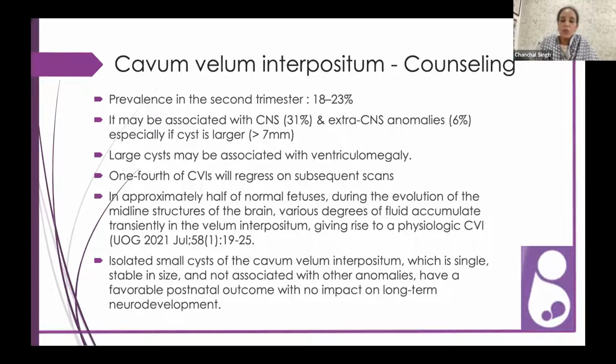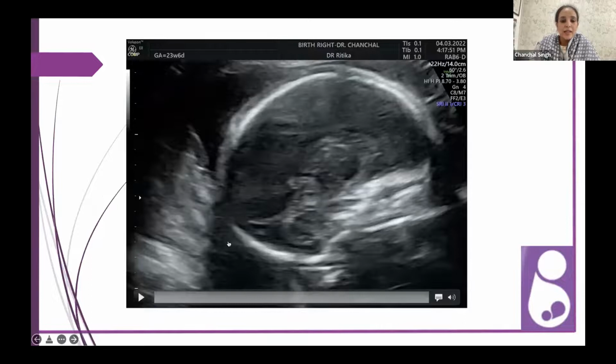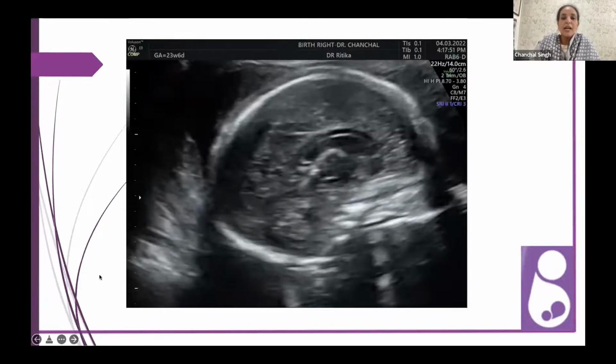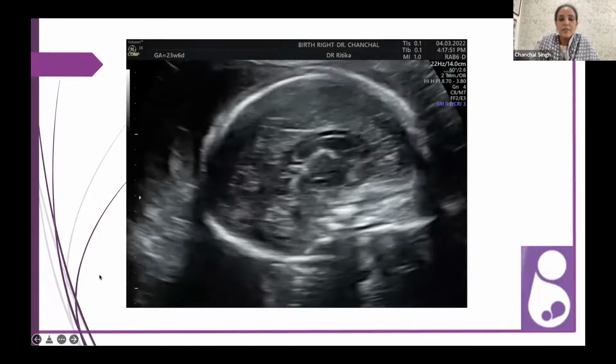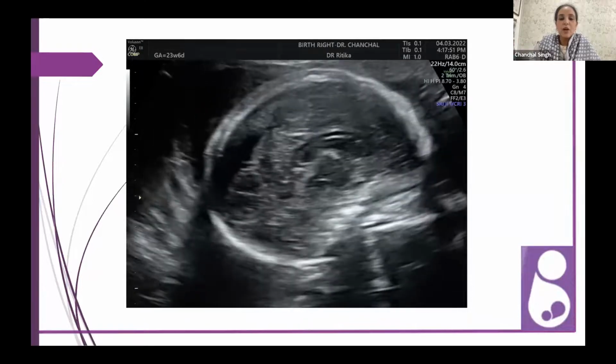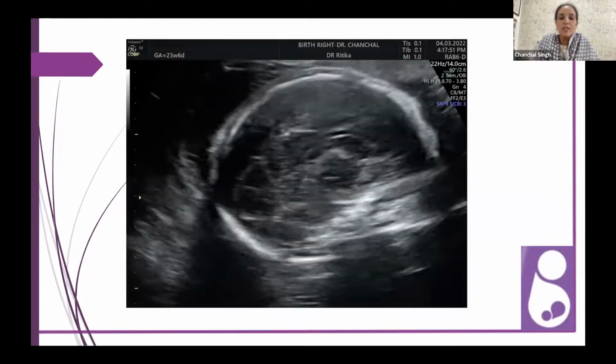And if it warrants follow-up, we call the patient back after 4 to 6 weeks. Once a neurosonogram has been done and the associated structures are normal, they will have a favorable postnatal outcome with no impact on long-term development. So, Dr. Savita, we call this patient back after 4 weeks. Can you just explain what we are seeing? Just comment on the normal structures also.